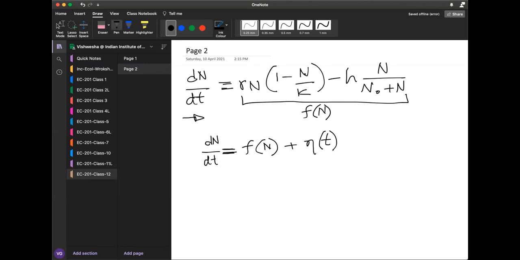So the processes we have considered here are competition, right? Intraspecific competition, and in this case, that of harvesting. What they're saying is that stochasticity is arising independent of these factors. Therefore, it's just a random addition to the existing growth rate.